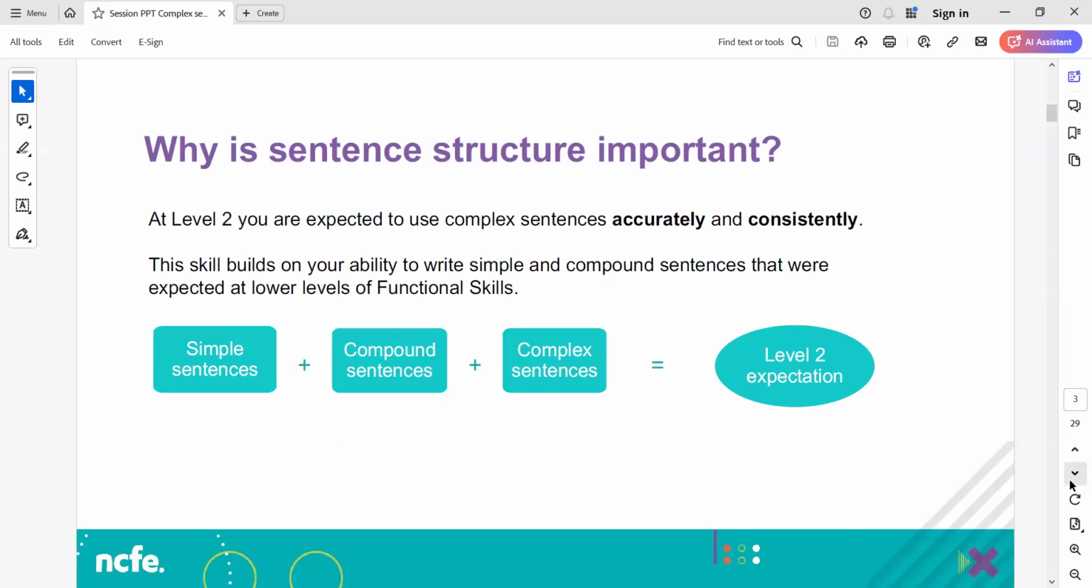Why is sentence structure important? At level 2, you are expected to use complex sentences accurately and consistently. So you should be able to see them throughout your writing. This skill will build on your ability to write simple and compound sentences that would have been expected at lower levels of functional skills, so if you'd have been doing level 1. So you can see there the 3 sentence types that make the level 2 expectation.